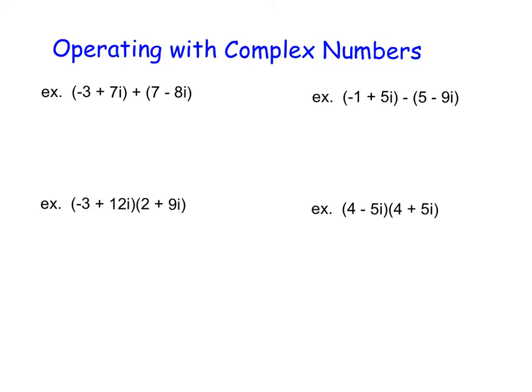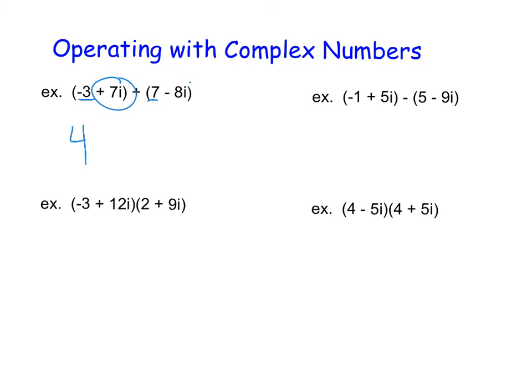Pay attention to the directions, please. So many kids FOIL or multiply out the first two. Make sure it's adding and subtracting. So pause, try them on your own. All right, so I'm just combining like terms. So negative 3 and 7 is 4.